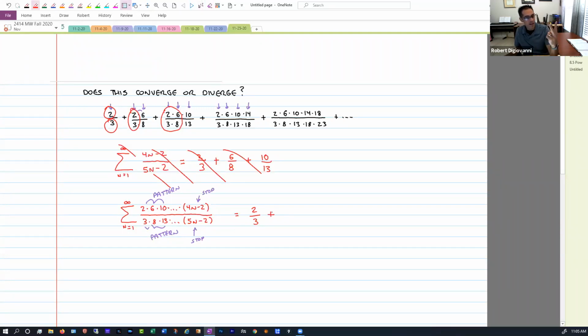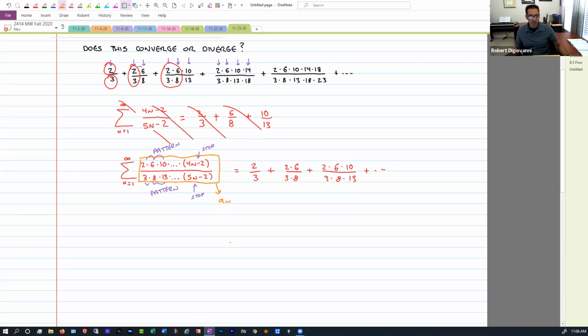Then plus, now we let n be 2. So we're going to do this pattern again, but we're going to stop when we get to, let's see, 4 times 2 is 8. Take away 2, we're going to stop at 6. We're only going to have the 2 times the 6. And on the bottom, same thing, 3 times the 8. And then we keep going. That's weird, right? We haven't seen that before, okay? But that's the way you would do it. So this right here is this right here in this orangish color. This is our A sub n.